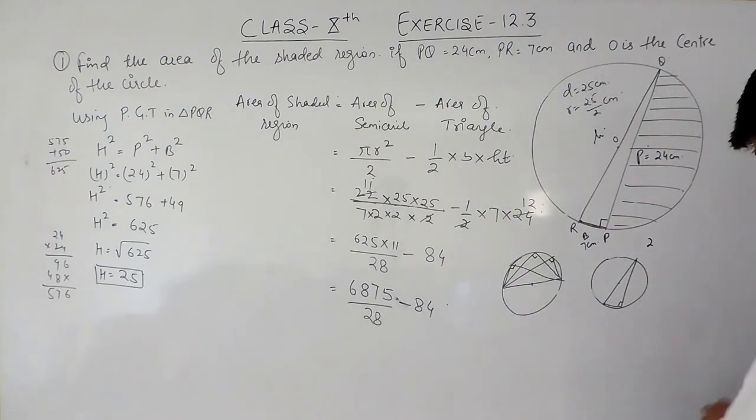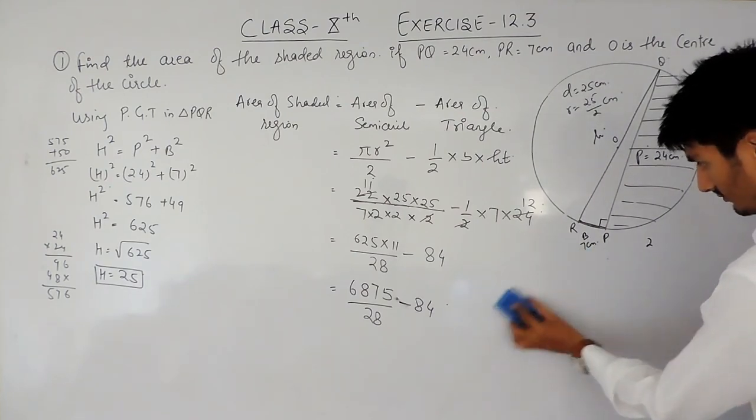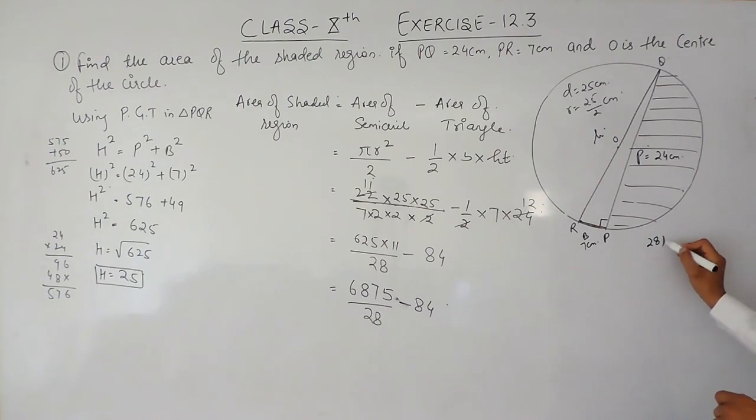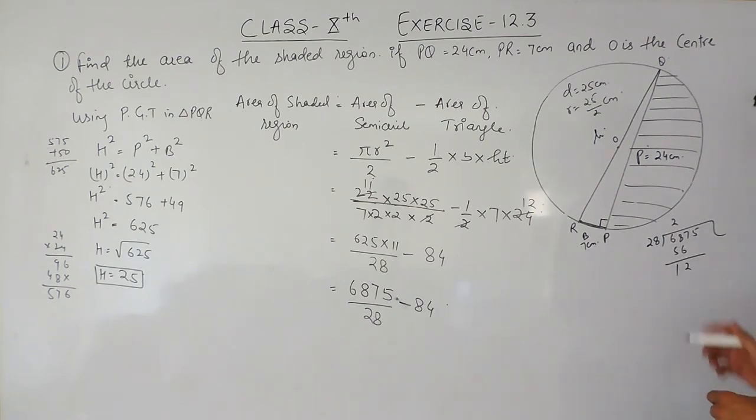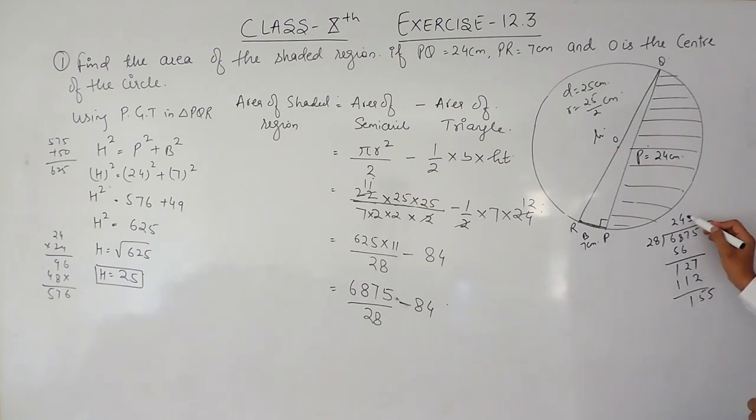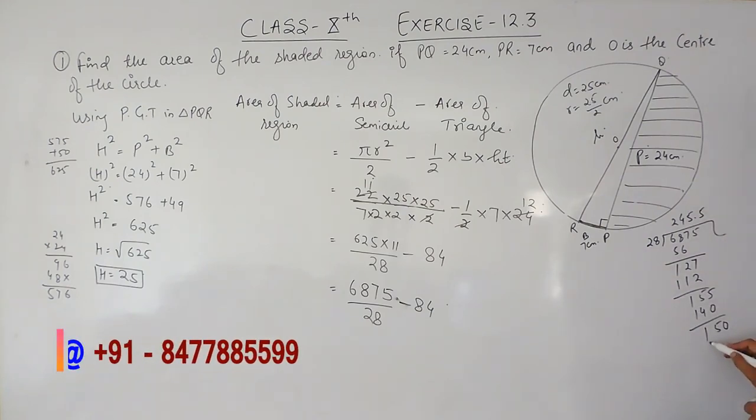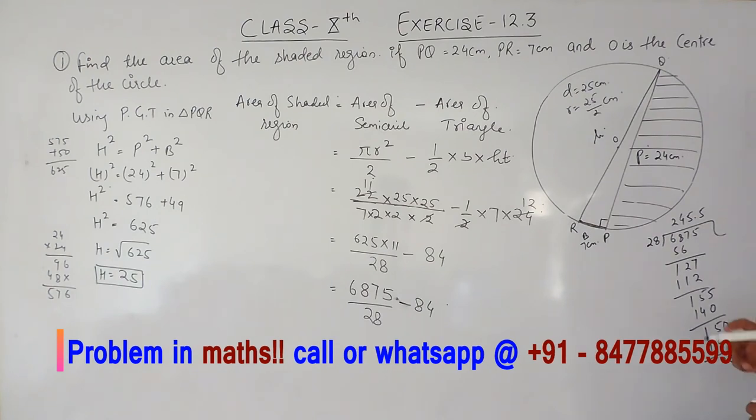28 is divided into 6875. It can be 2 times. It is 56. And then 12. It is 7. It can be 4 times. It is 15. And then it is 5. 5 times 0. It is 40. It is again 50. Now 15 cannot be divided by 28, so I can place decimal. I can move this, and again this can be cancelled 5 times. It will be 140, then it will be 100, and then 3 times, and this should be my answer.